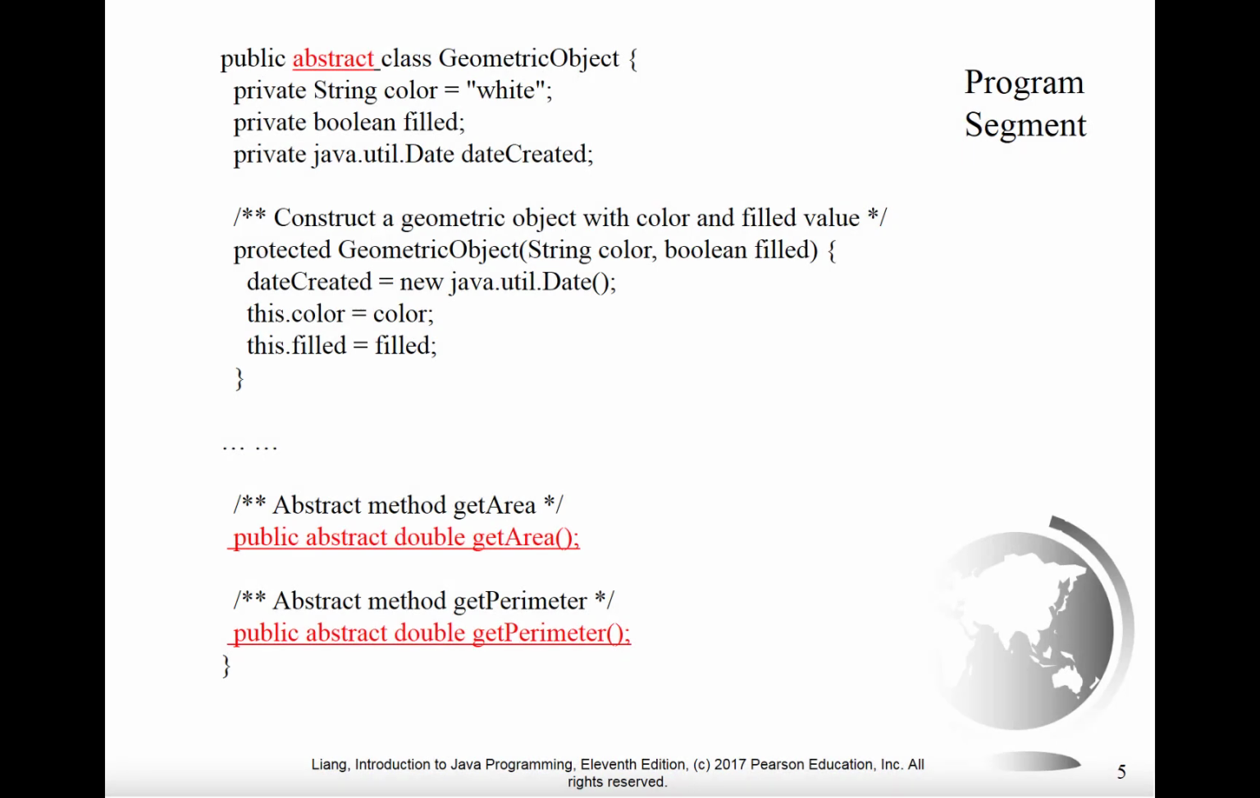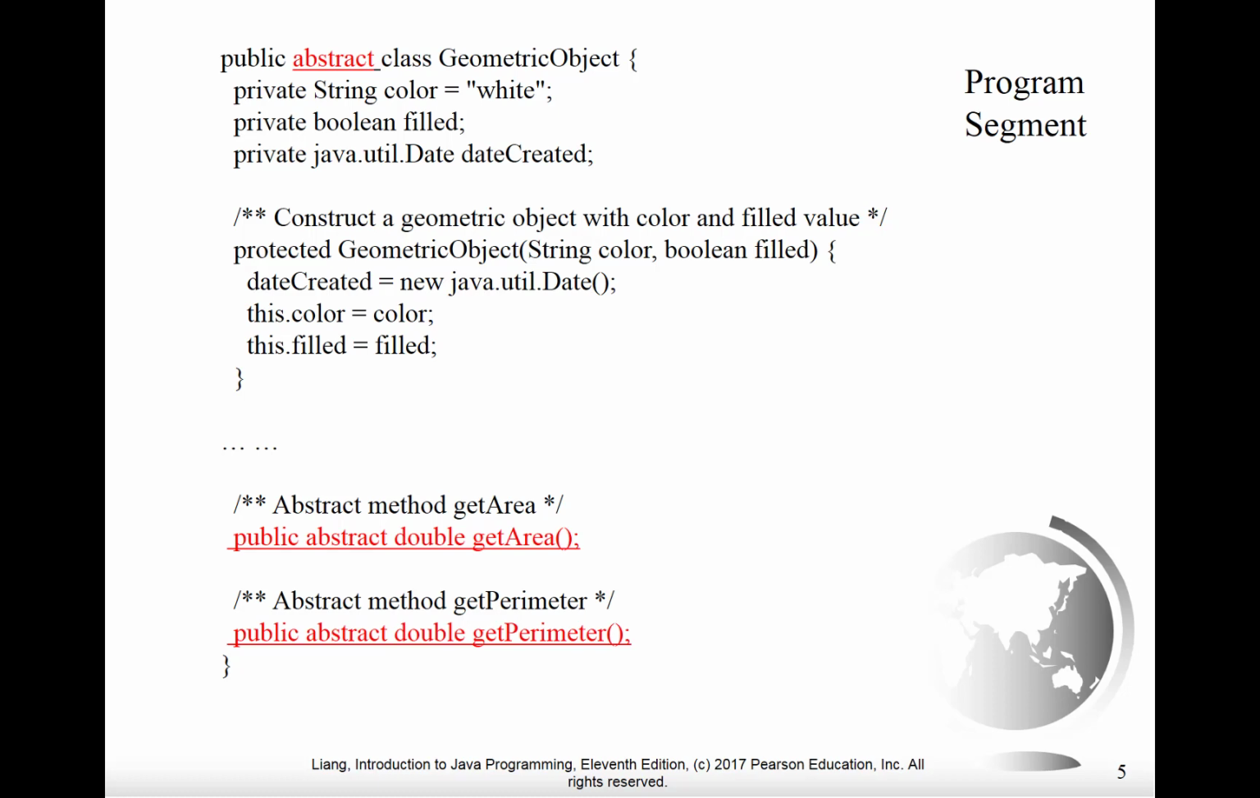So now let's talk about how our geometric object class is going to look a little bit different now that we've defined it to be an abstract class. Well, the first thing you'll notice is that instead of just declaring public class geometric object, we now say public abstract class geometric object to indicate that it's an abstract class now. The rest of the implementation remains unchanged, except now we've added two abstract methods to it that didn't exist before. Those are shown in red at the bottom of the slide.